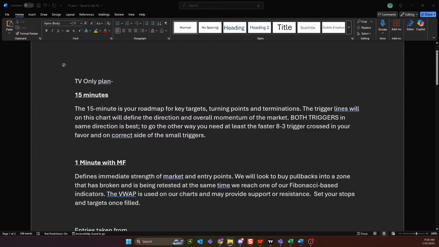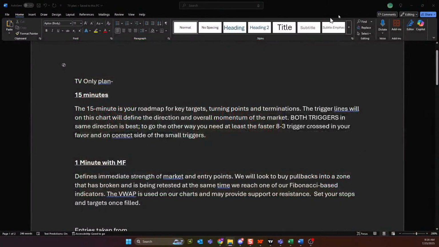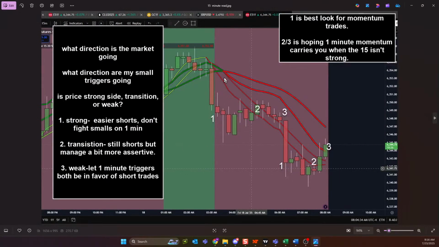Trying to find my picture here. I lost my TradingView momentum. That's okay. The idea is the same, guys. Separation is strength. Separation is strength. For my new TradingView people, because the 15-minute bars are so slow, so difficult to see change on, we're going to use the small triggers as well.